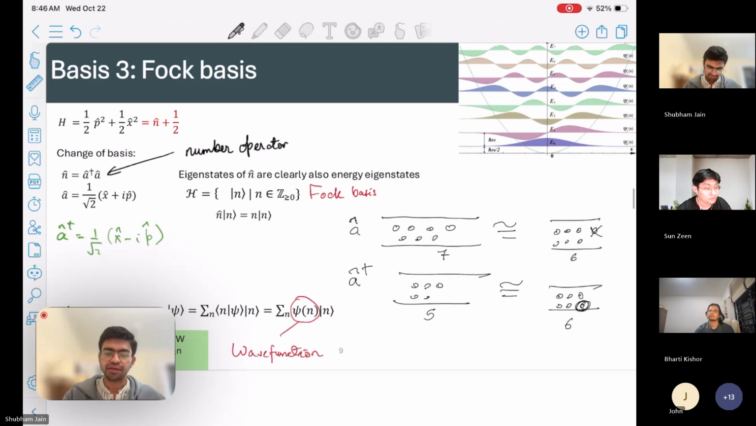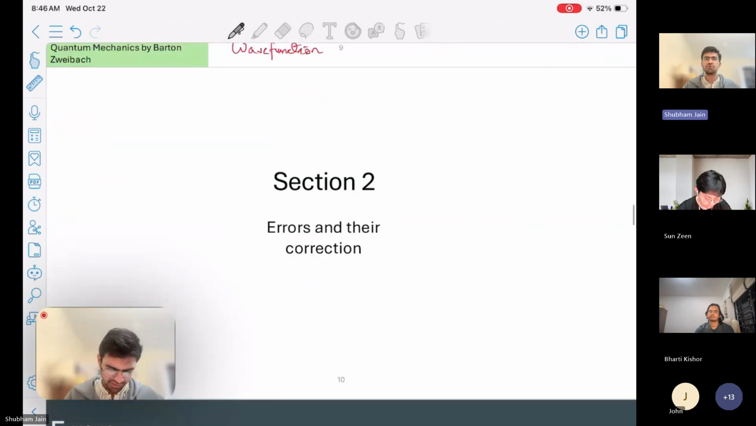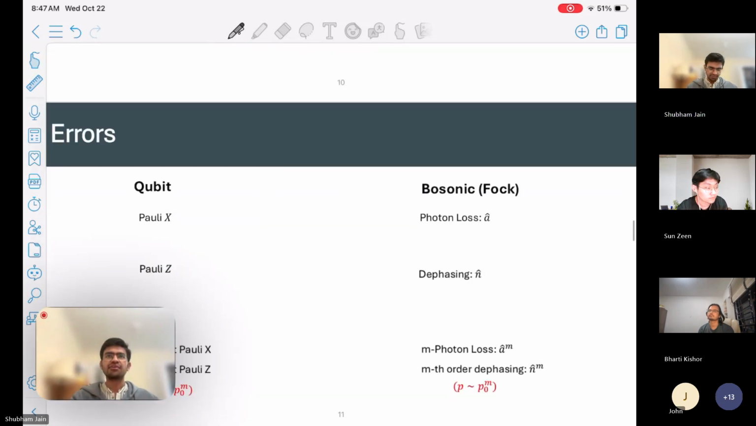Okay, let's now go to section 2. So now we can start talking about quantum error correction and what kind of errors these systems have and how we can correct against them. So I actually think my presentation is going to be quite small, but these are a lot of new concepts, so I thought I'll keep it small and maybe just introduce one code today. Let's see how it goes.